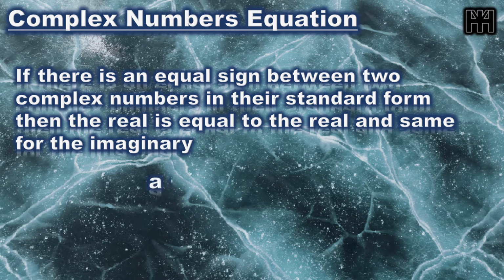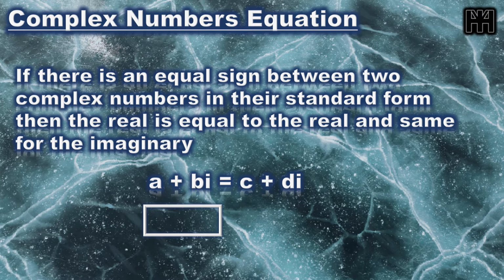Let's see here. We have two complex numbers, a plus bi equal to c plus di. I have complex number 1, a plus bi, and complex number 2, c plus di. a is the real part and b is the imaginary part of complex number 1, and c is the real part and d is the imaginary part of complex number 2.